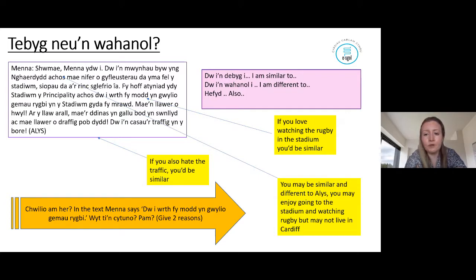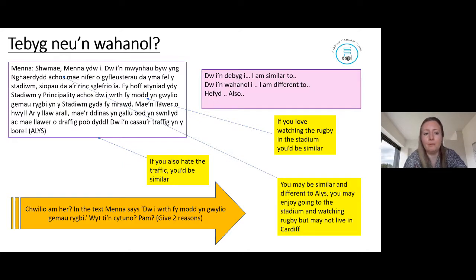Okay, so what I'd like you to do is I'd like you to pick one thing that you're similar about and one thing that you're different to this person. And I would like you to use the phrases, dwi'n debyg i and dwi'n wahanol i.